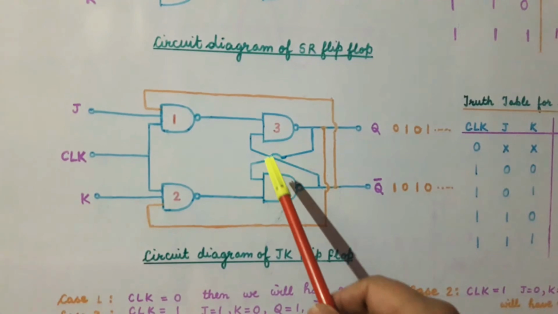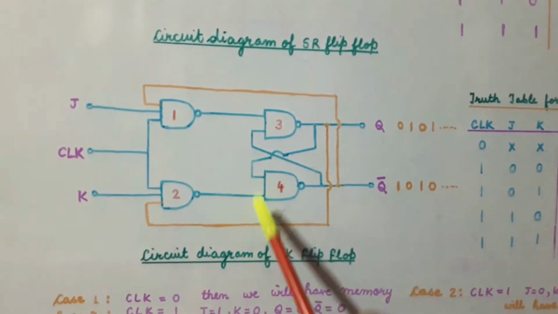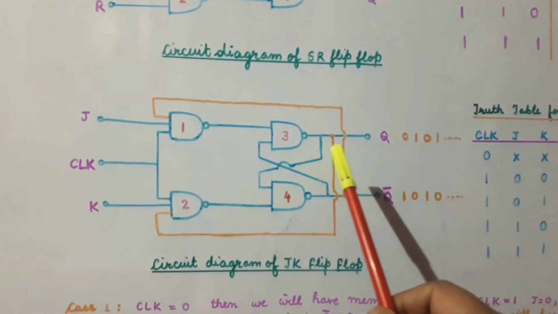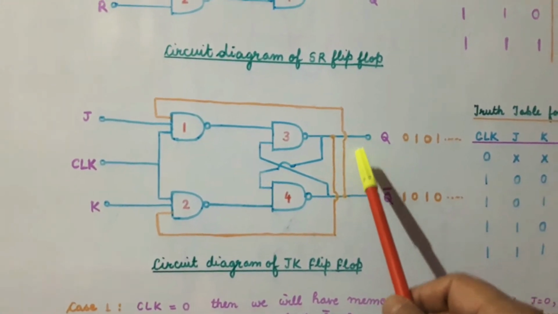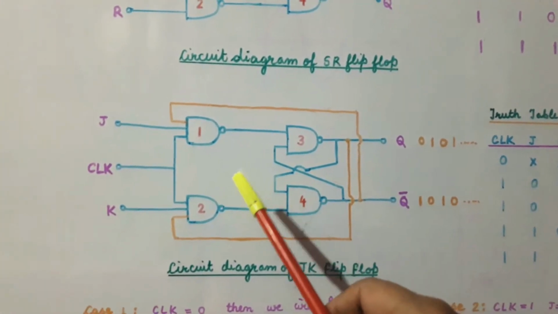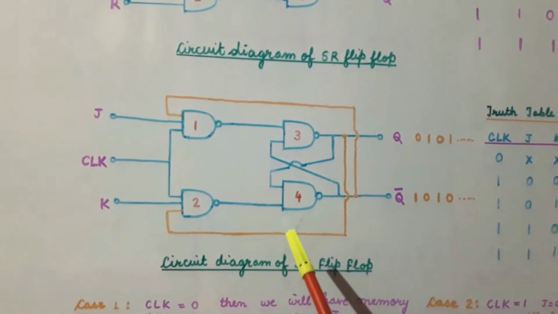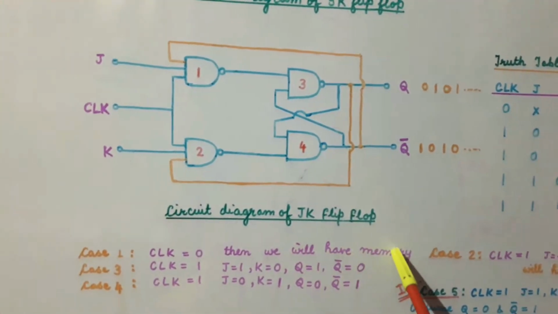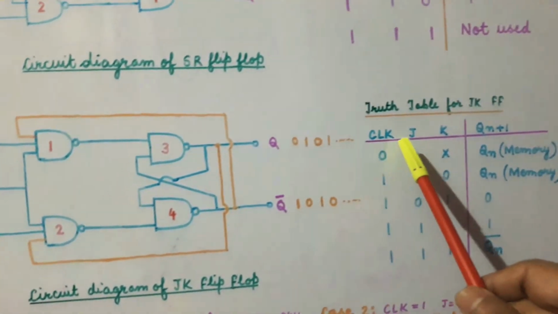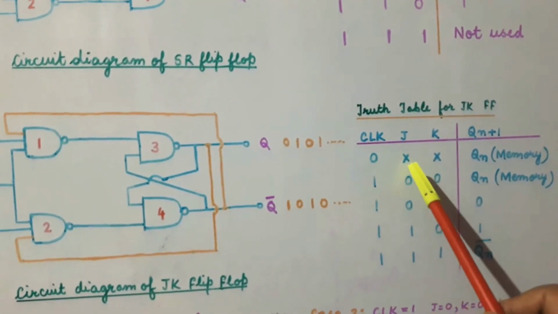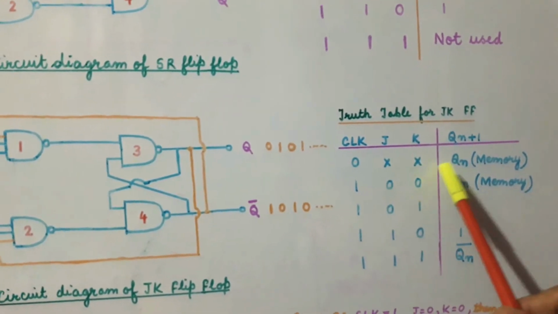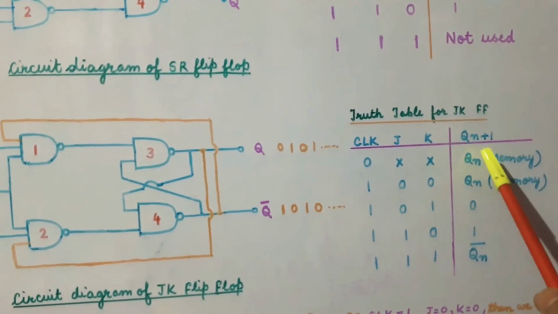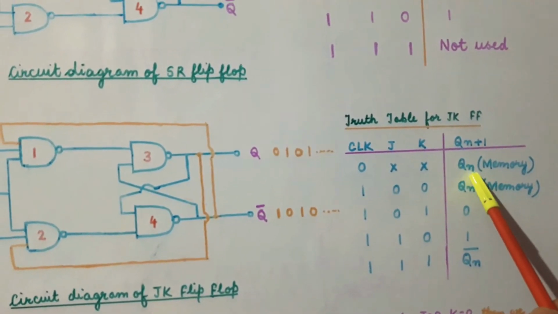So we know that when the input to the NAND SR latch is 1 1, then the output is stored, that is, the previous value is stored. So in this case we will get the memory state. So when the clock is low, then we will have the memory. The first case is when the clock is low, for any values of the inputs J and K, the memory will be stored, that is, the value of Qn plus 1 will be Qn, the previous state.